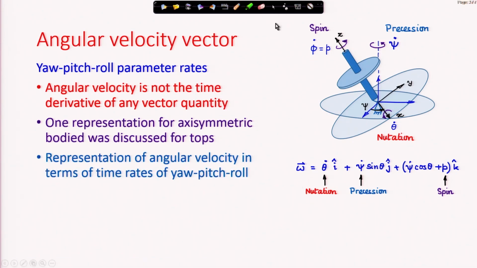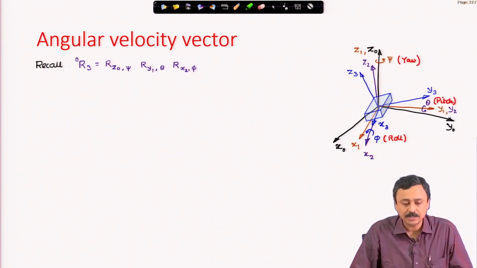Now, that is what we are going to do in general for the angular velocity vector using the yaw, pitch and roll coordinates or their angles and their rates. We are going to represent the angular velocity vector in terms of the rates of the yaw, pitch and roll coordinates. We will look at a body fixed frame. We have discussed this before. We will use a body fixed frame to represent these parameters and their rates.